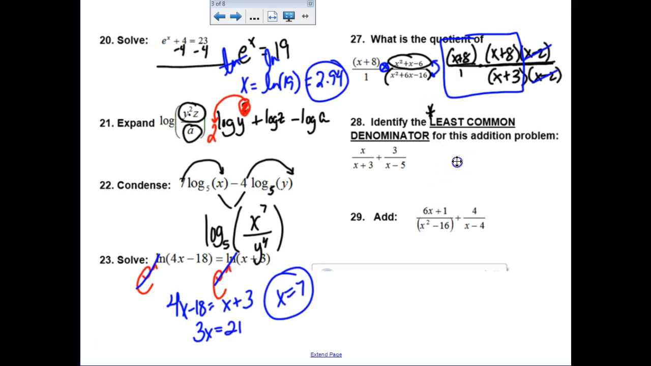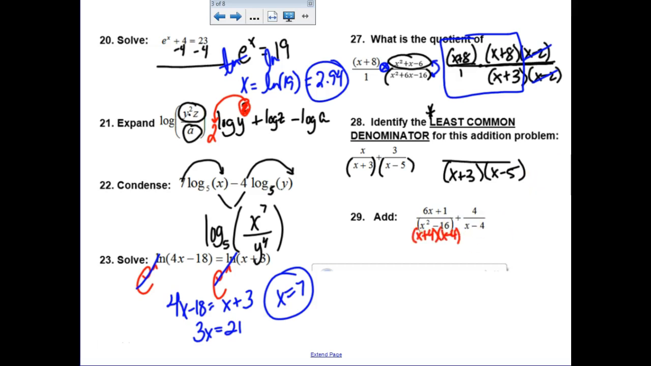This question is kind of a concept question. What is the least common denominator for this question? Well, when I look at my denominators, I see 2 very different denominators. I would need an x plus 3, and I would need an x minus 5. So we're trying to hit home that you understand how to build a common denominator. Now here, x squared minus 16 is in parentheses because you can factor this. This is x plus 4 times x minus 4.